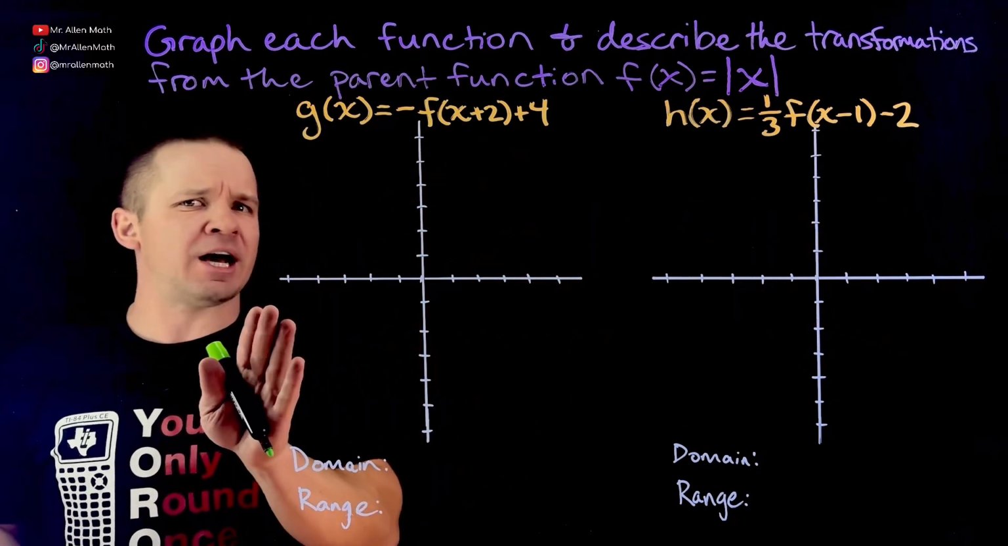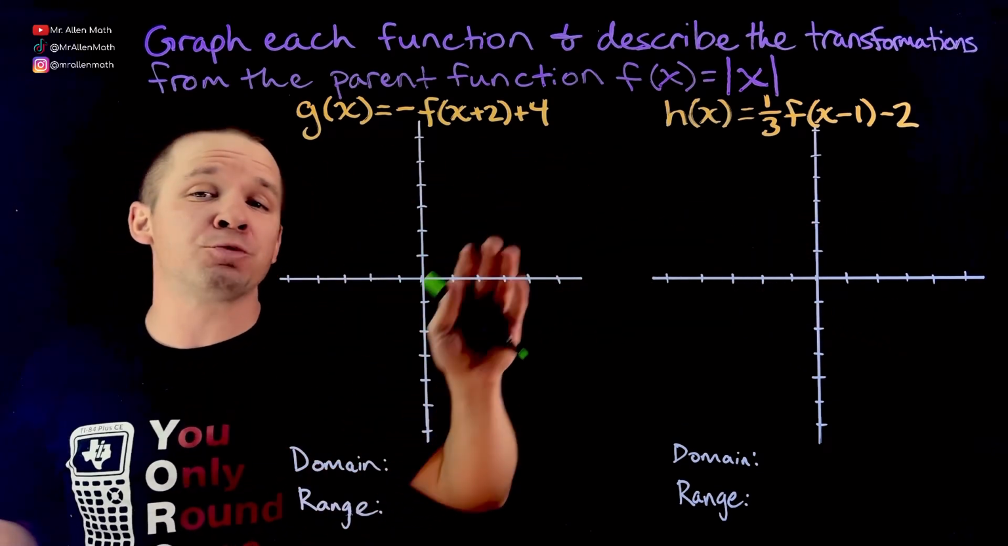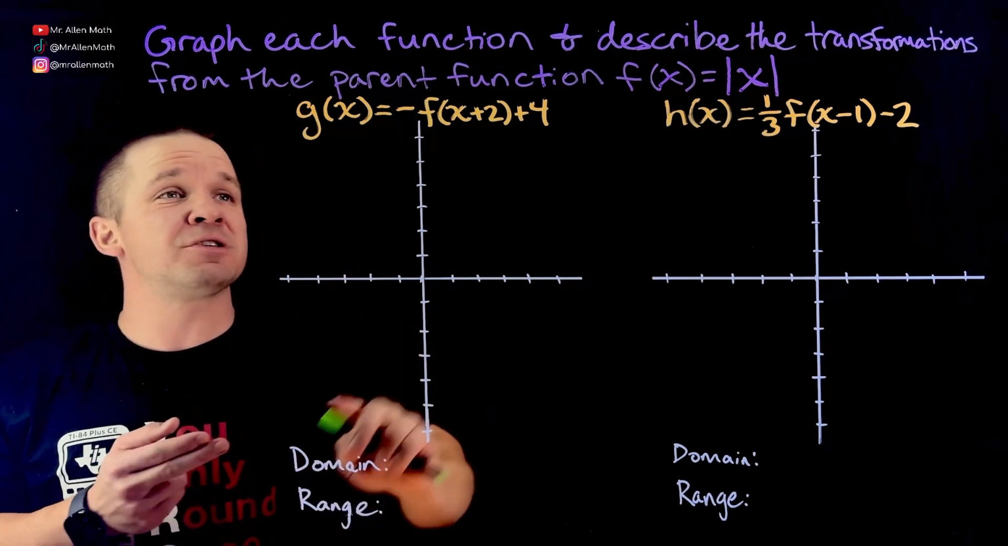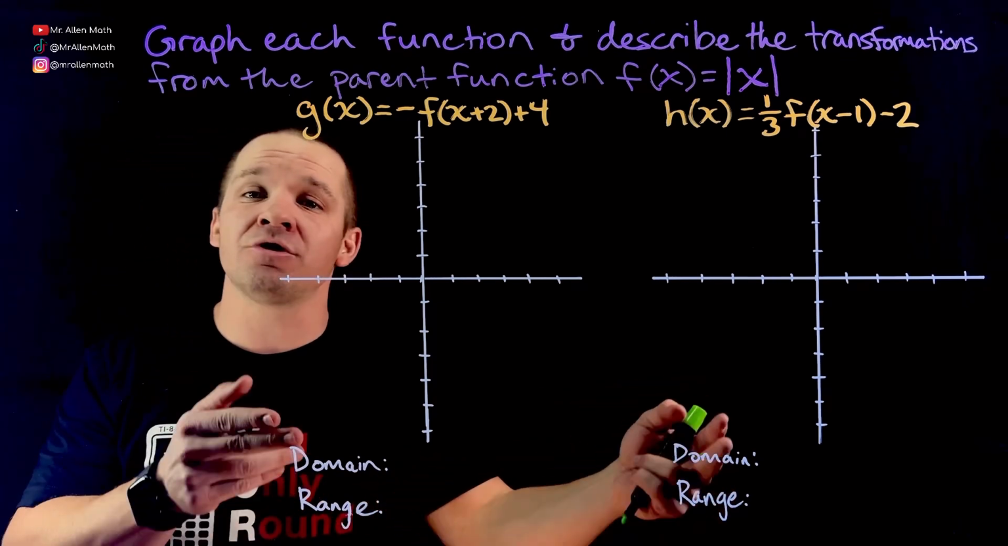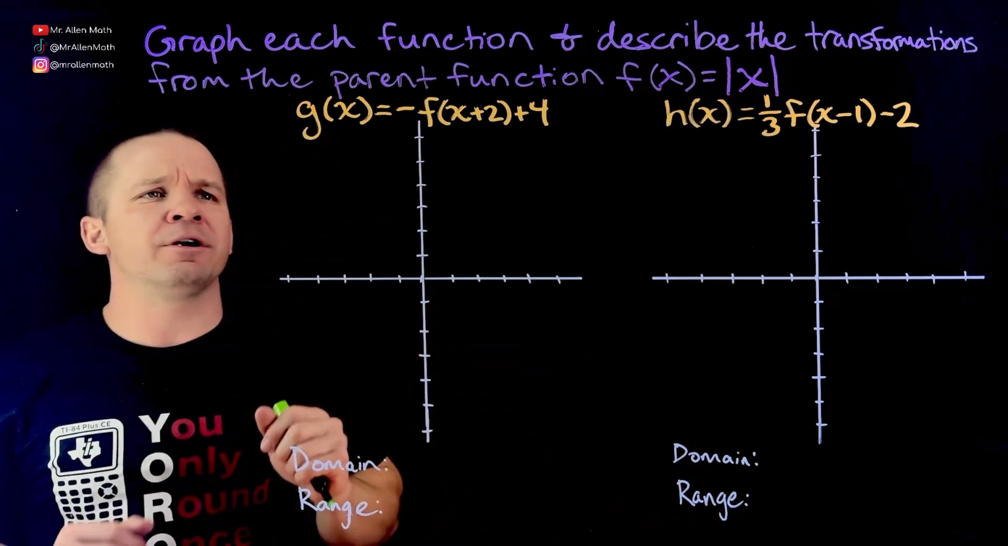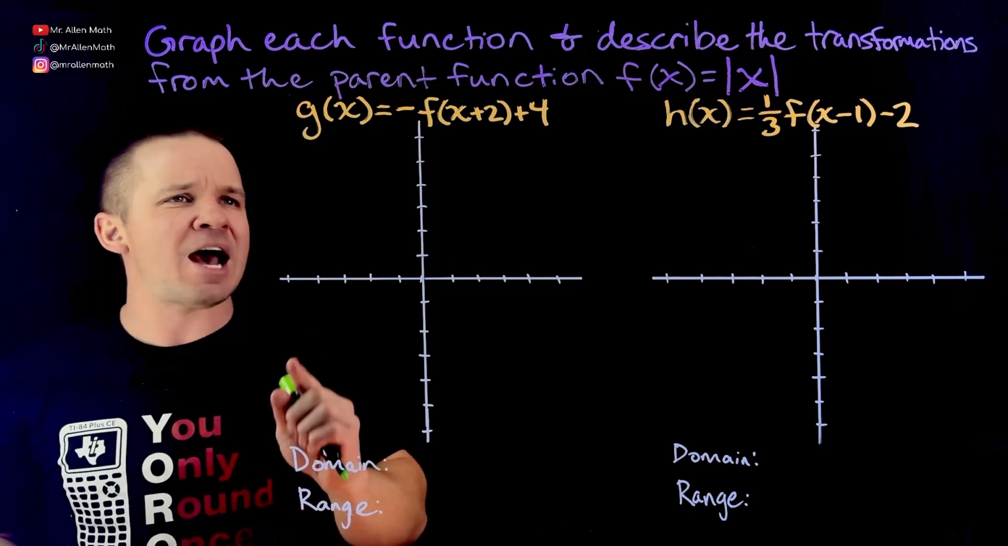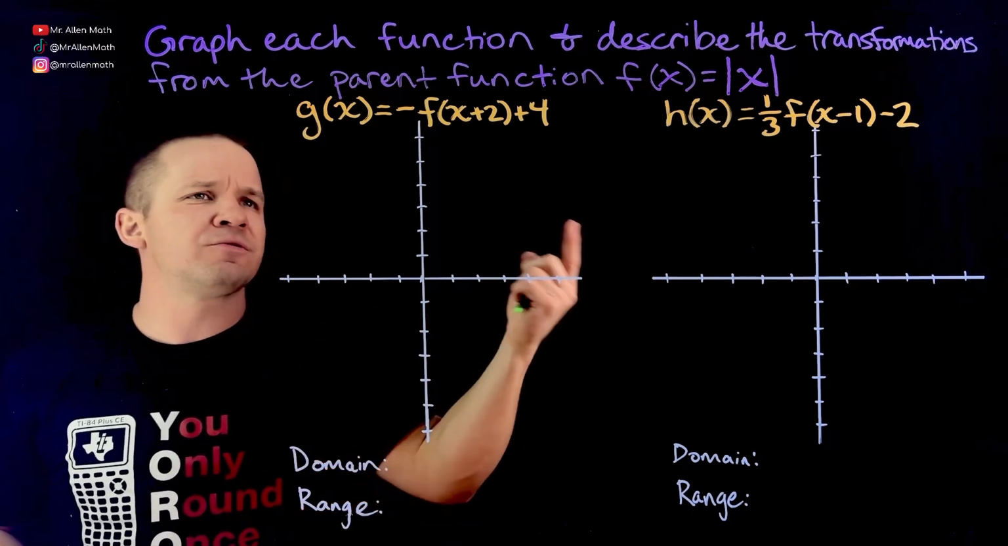Function notation, which is kind of interesting. We'll deal with it. All right, we want to graph each one of these functions, describe the transformations from the parent function, f of x equals the absolute value of x, and we're going to talk domain and range for these guys. So first one here, g of x equals negative f of x plus 2 plus 4.